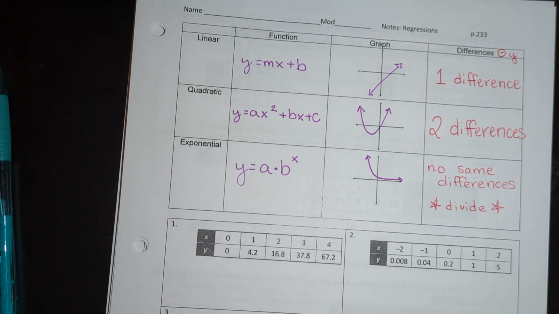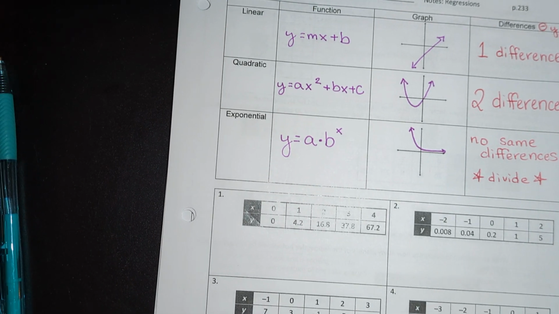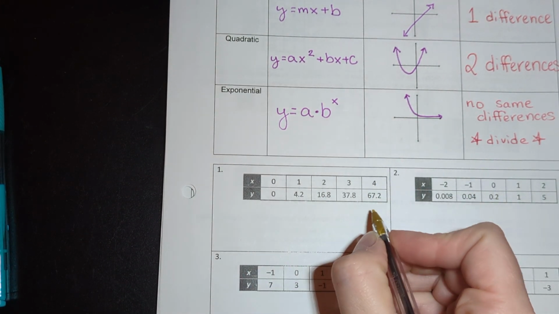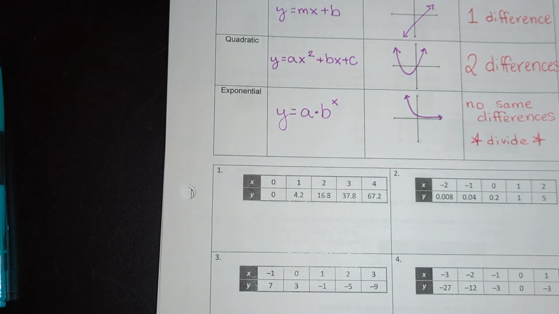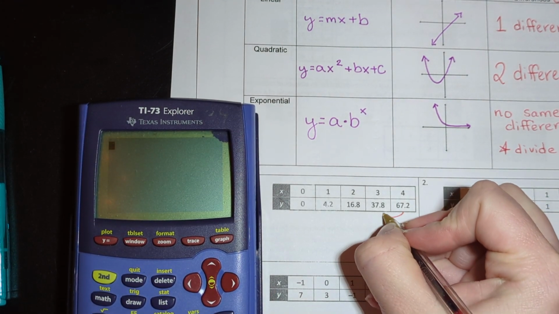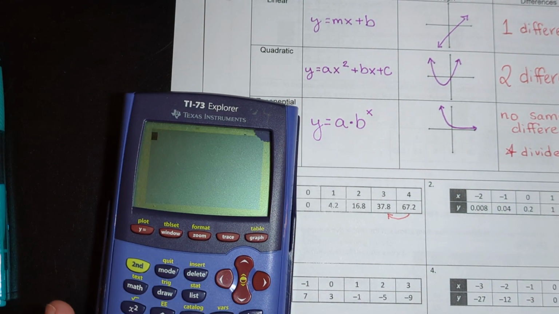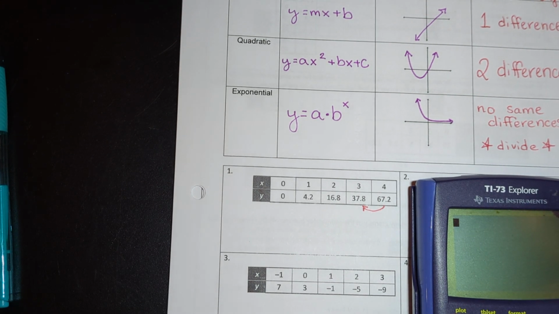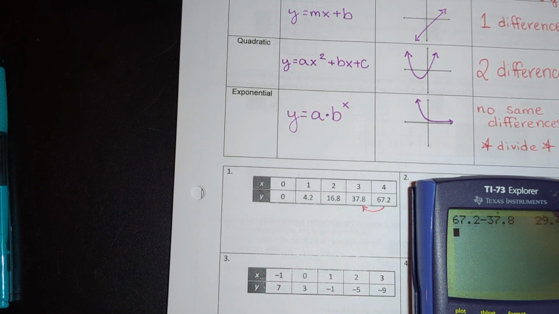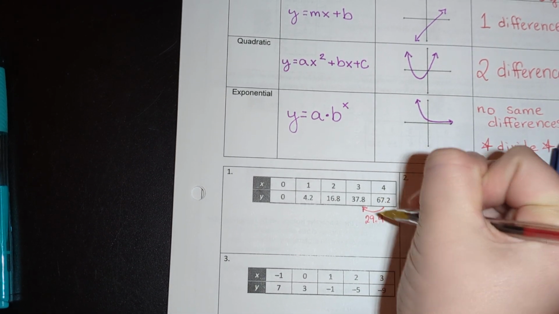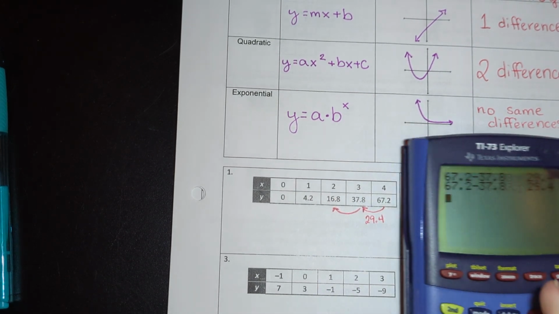So let's try it. Number 1. The way this is going to work is you're going to start at the end and work your way backwards. So start with the last number and go back. The first thing you're going to do is take 67.2 and subtract 37.8. In calculators, 67.2 minus 37.8. We get 29.4. All right, do it again. 37.8 minus 16.8.